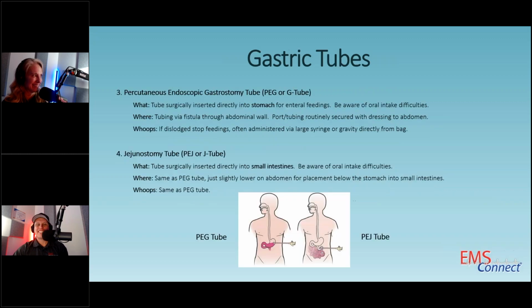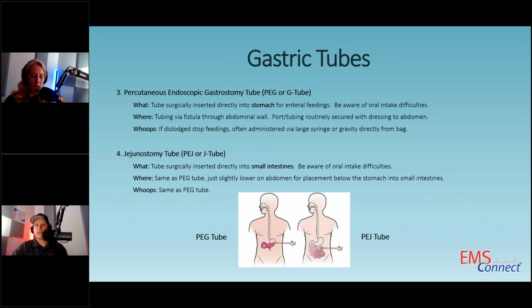And gastric tubes, this is always scary when you come across a patient that has something sticking out of their abdomen. Again, this is not a life-threatening or scary situation per se. If it gets pulled out, it's not going to affect them greatly, other than being slightly painful. Your gastrostomy tube is inserted into the stomach, and the jejunostomy tube is inserted in the small intestine. So it's just basically where the tube is in the patient.